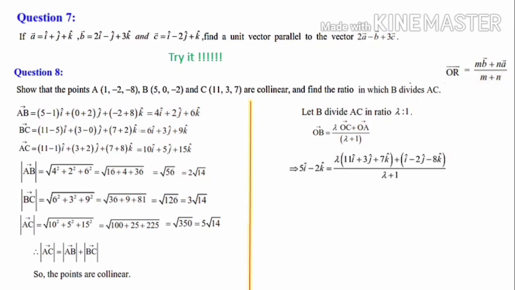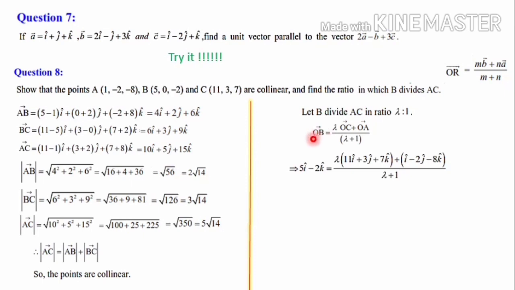That is equal to, here OB we have 5i minus 2k, because here the point B is (5, 0, -2) and O is (0, 0, 0), the origin. When you calculate with the x2 minus x1 formula, 5 minus 0 is 5i, then 0 minus 0, the j coordinate is not there, then minus 2 minus 0 is minus 2k cap. If you want to calculate separately, that is not a problem. Once again I will explain the OB calculation.